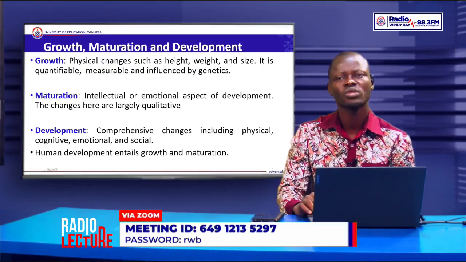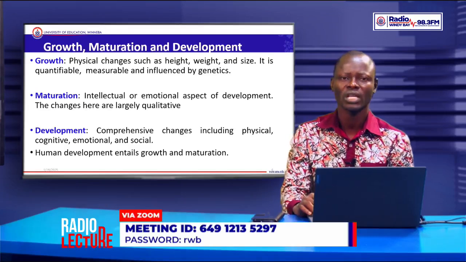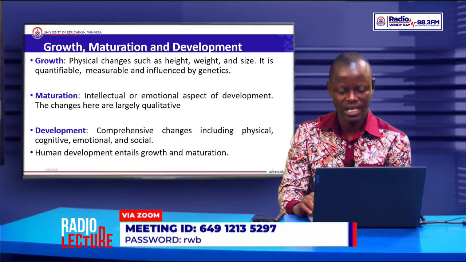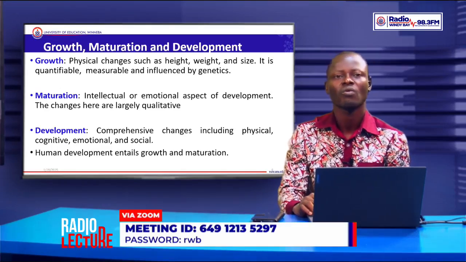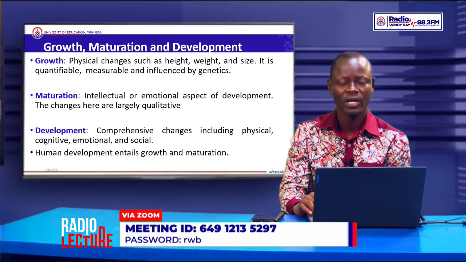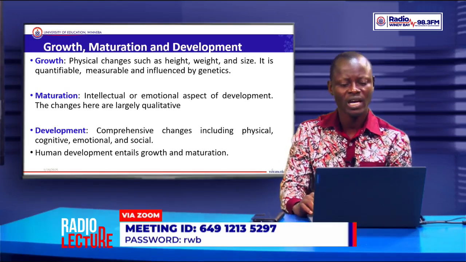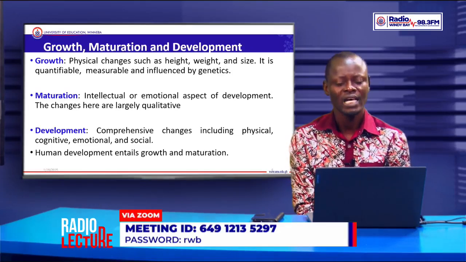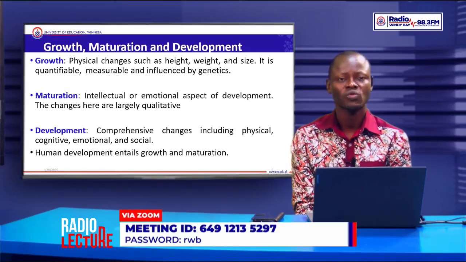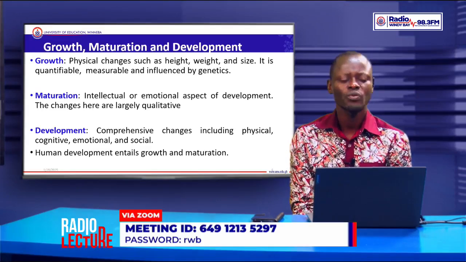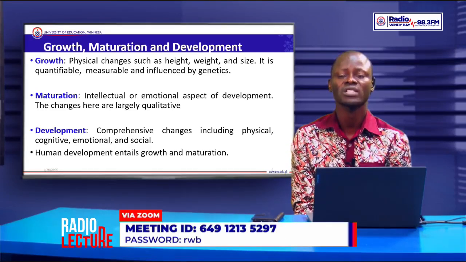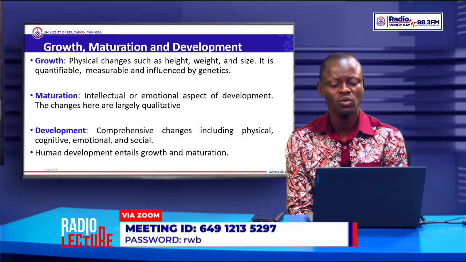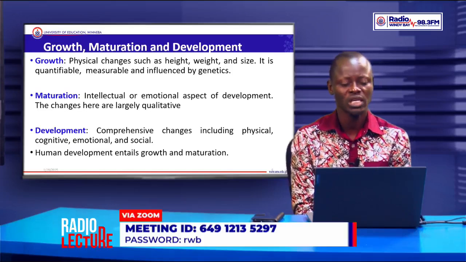Now we looked at some basic concepts like growth, and we are talking about growth as the physical things that we can see, like height, weight, and size. These are things that we can observe, measure, and quantify. Maturation has to do with the emotional aspect of development, and these changes are largely qualitative, while that of growth is quantitative. Then development: we put maturation and growth together to get development. So development, in summary, is simply the comprehensive changes, including the physical, cognitive, emotional, and social development of an individual.